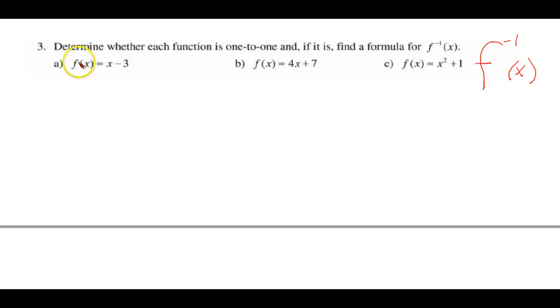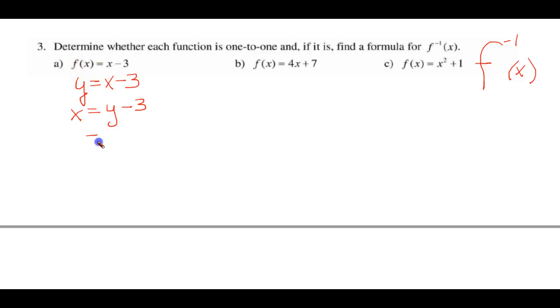Step 1 is to change our function symbol to a y. Second is to exchange the x and the y. So again, first step, substitute y for the function symbol. Now, reverse the x and y.